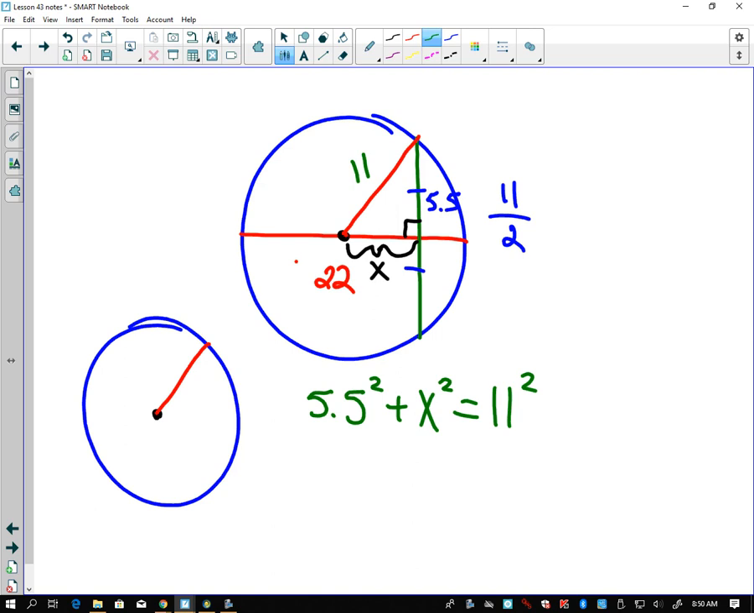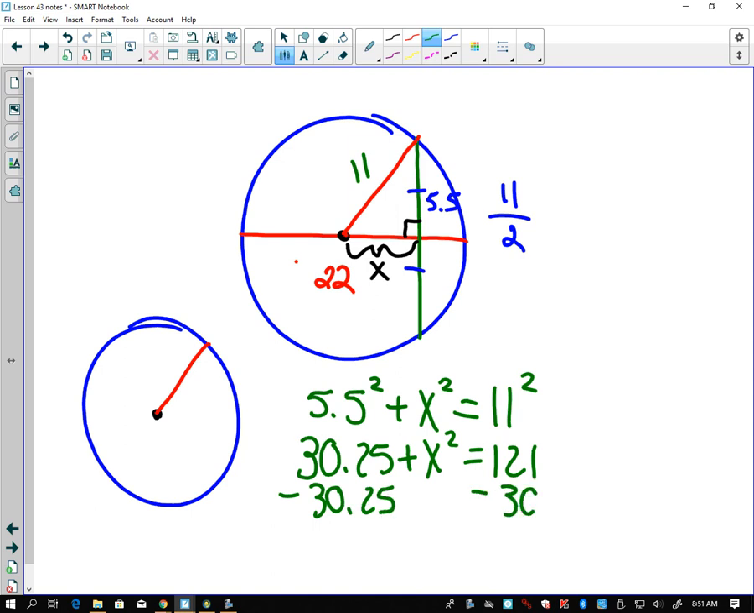25.25? No, probably not. 30.25 plus x squared equals what? 121? Okay, subtract 30.25. Okay, x squared equals 90.75. Okay, and let's see, what question is this? You're saying x equals what? 9.53. It probably keeps going on, right? It's probably an irrational number.